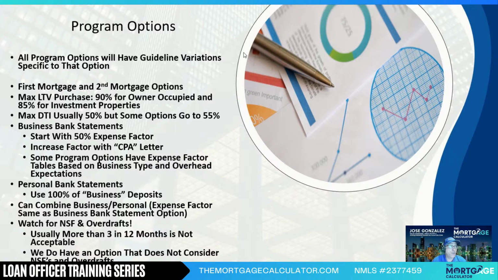So we have first mortgage and second mortgage options for bank statement loans, right? We have some good fixed rate second mortgages and actually just released some HELOC options for bank statement loans. So that's all pretty cool. Max LTV for purchases, 90% owner occupied, 85% investment. Refis, cash outs is usually 85% primary max LTV and 80% investment max LTV. Max DTI usually 50%, but some options go as high as 55% on the DTI.